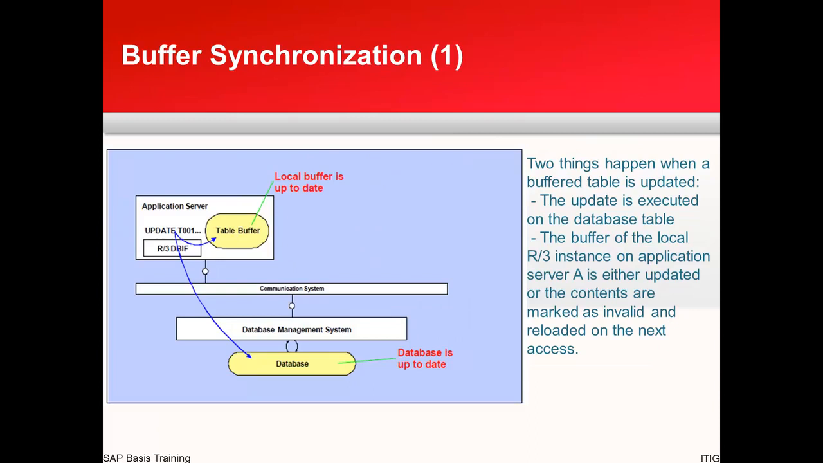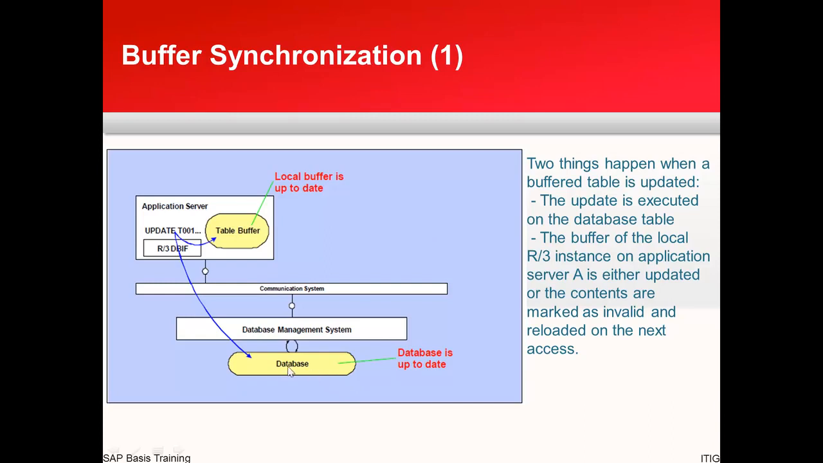Then buffer synchronization. Two things happen when a buffered table is updated. You need to take note that whenever any update happens to this table, the data, if given from the table buffer, will be outdated. So the update is executed on the database table. The buffer of the local R3 instance on application server A is either updated or the contents are marked as invalid and reloaded on the next access. So this is the key thing.